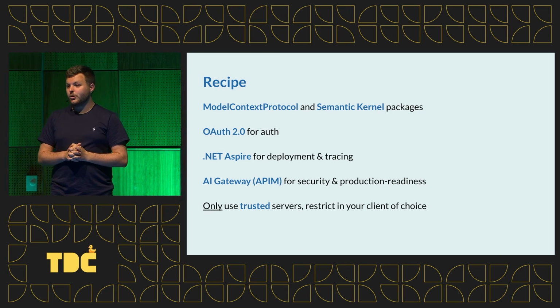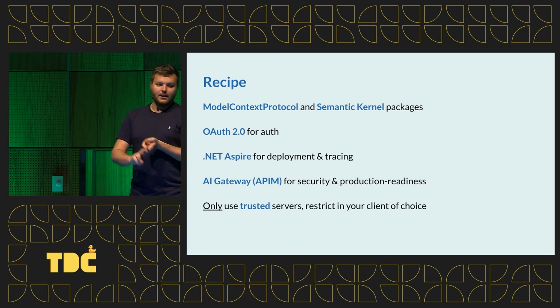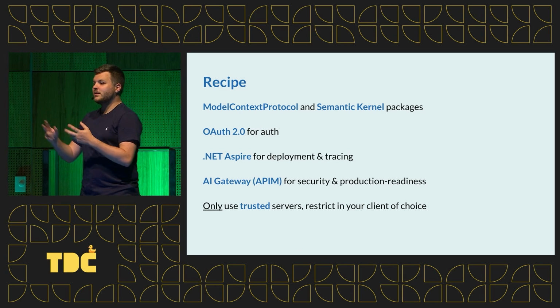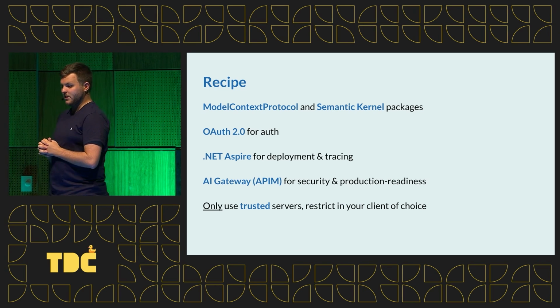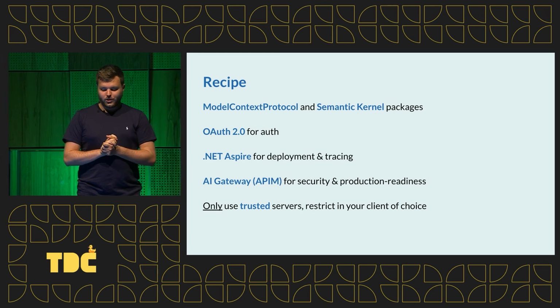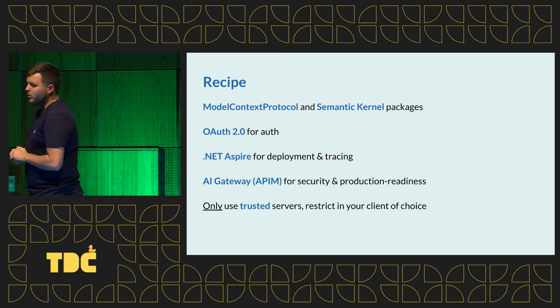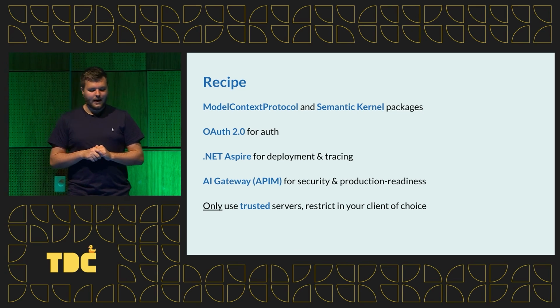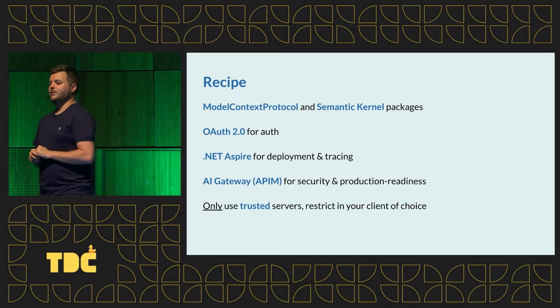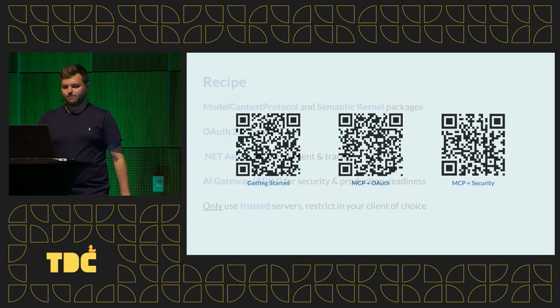You can use .NET Aspire for deployment, easy deployment to, say, Azure container apps, and then also use that for traceability and observability. Use the Azure AI Gateway, APIM, for security and production readiness, also for things like caching and stuff that you might want if you were running a production system. And make sure you're only using these trusted servers. Restrict those in your client of choice to make sure you're just using those.